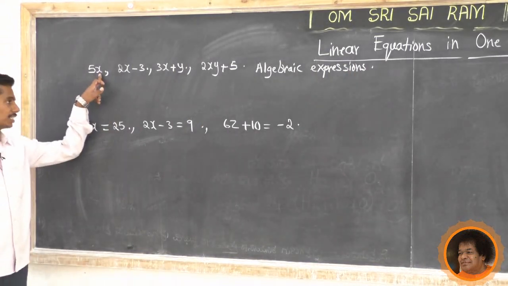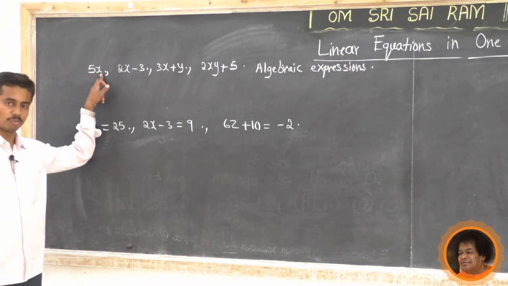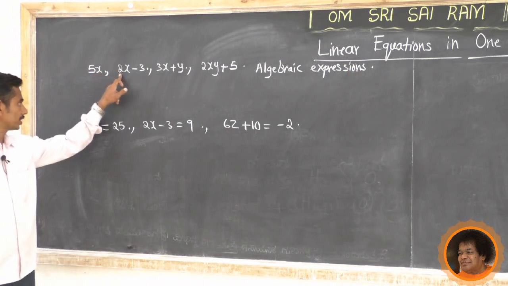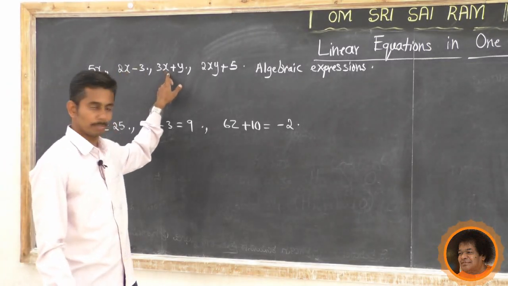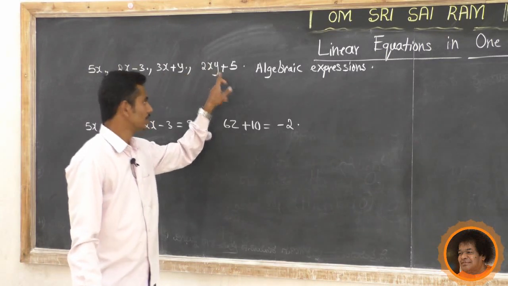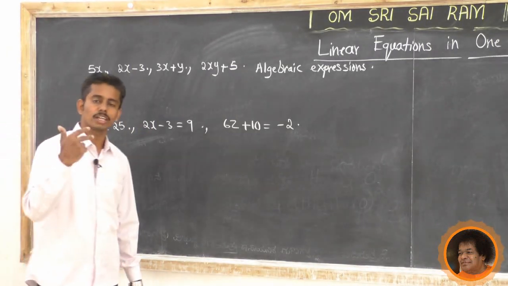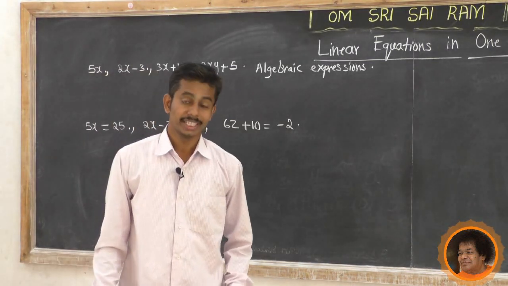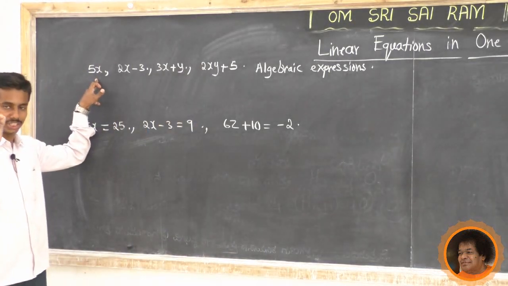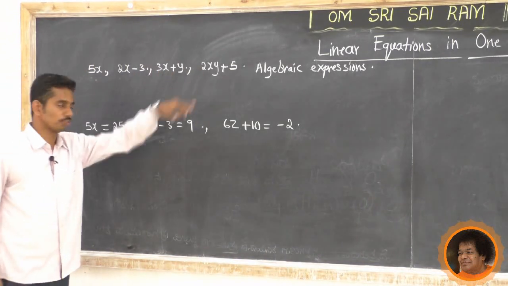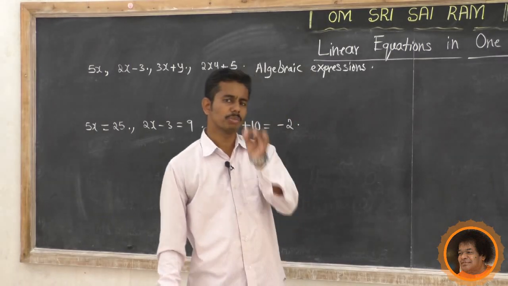Pi x is an algebraic expression. In that, pi is called constant and x is called variable. In this, 2 is called constant, x is called variable. 3 is constant, x is variable, 2 is constant, x is variable. So, what do you mean by constant? Why is it called constant? Constant means it has a fixed value. The value of a constant does not change. So 5, 2, 3, 2, 5, these are called constants.